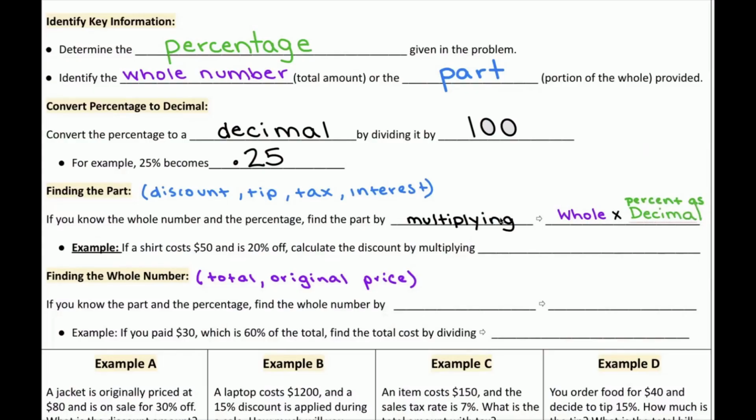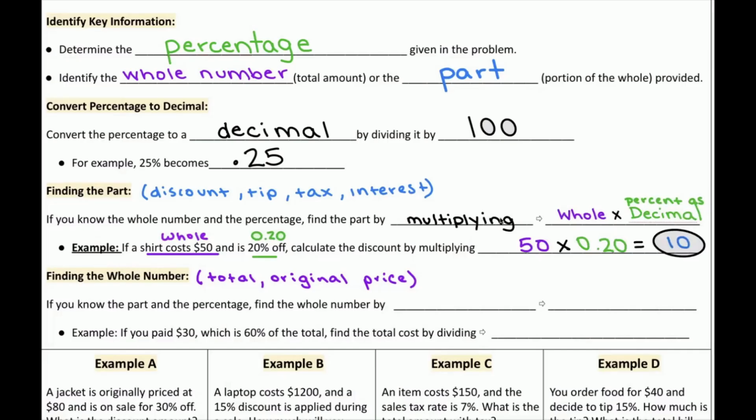So in this example, it says, if a shirt costs $50 and is 20% off, calculate the discount. So we're looking for the discount, we're looking for the part. The whole is the original price, $50. 20% as a decimal is 0.20. And so I'll do 50 times 0.20, which is 10. So the discount is $10.